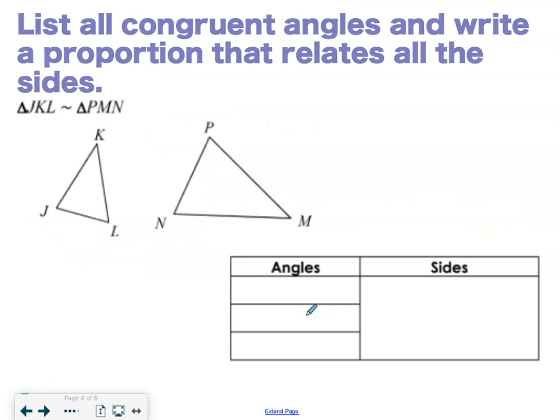Okay, list all congruent angles and write a proportion that relates all the sides. Just like when we had congruent triangles, this is like your little key. If I want to say angle J is congruent to what angle? P, so the first one goes to the first one. So angle J is congruent to angle P. Angle K is congruent to angle M. And then L to N.